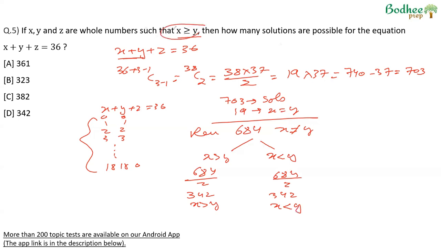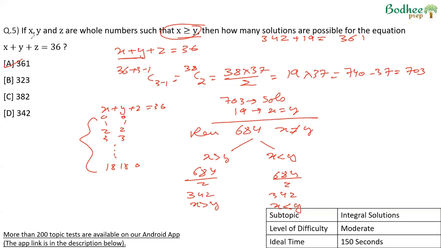We are looking for x greater than or equal to y. So for x greater than y, cases is 342. X equal to y, cases is 19. So total number of cases becomes 342 plus 19, which is 361, option A. Again, combination is used. If we know that, solving this question becomes a lot easier. 2.5 minutes should be good enough to answer the question.